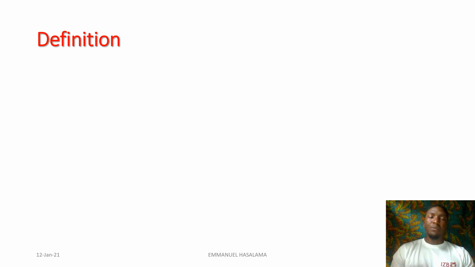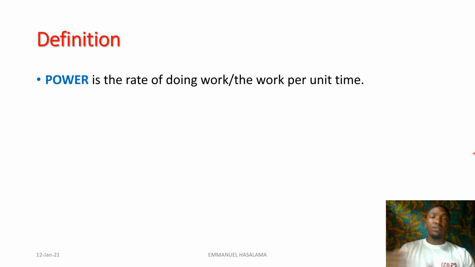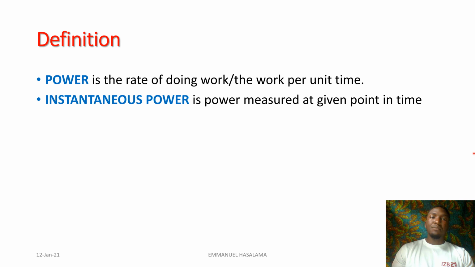So let's define what power is. Power is just the rate of doing work, or the work per unit time, and instantaneous power is the power measured at a given point in time. So let's do an illustration of this using a graph.